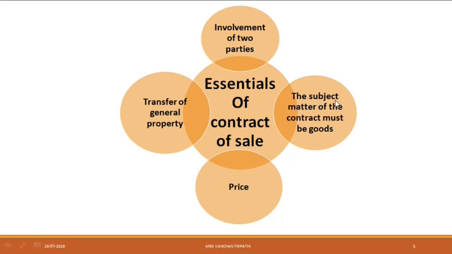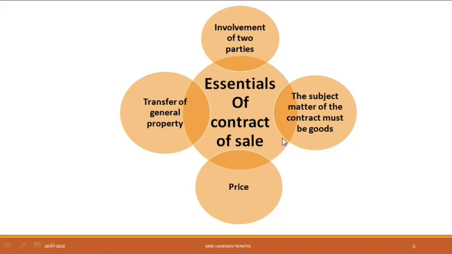Second element is the subject matter of the contract must be goods. If we are talking about the contract of sale of goods, then definitely there should be a transaction of goods. Third is the price. The seller is selling his commodity to the buyer. In return, he must be getting a price for the same commodity. Then, transfer of general property. Of course, there should be the transfer of property from seller to the buyer. In return, the buyer is paying the price to the seller. So these all are the essentials of a contract of sale of goods.